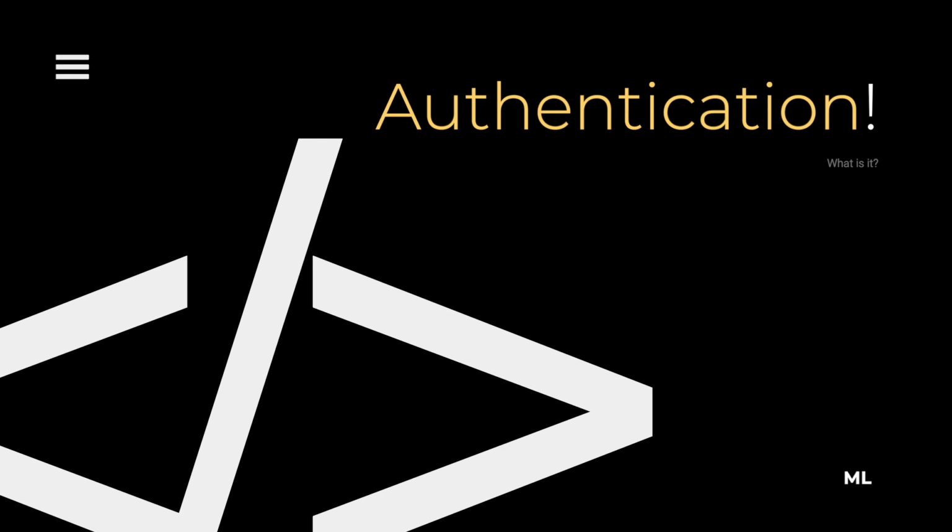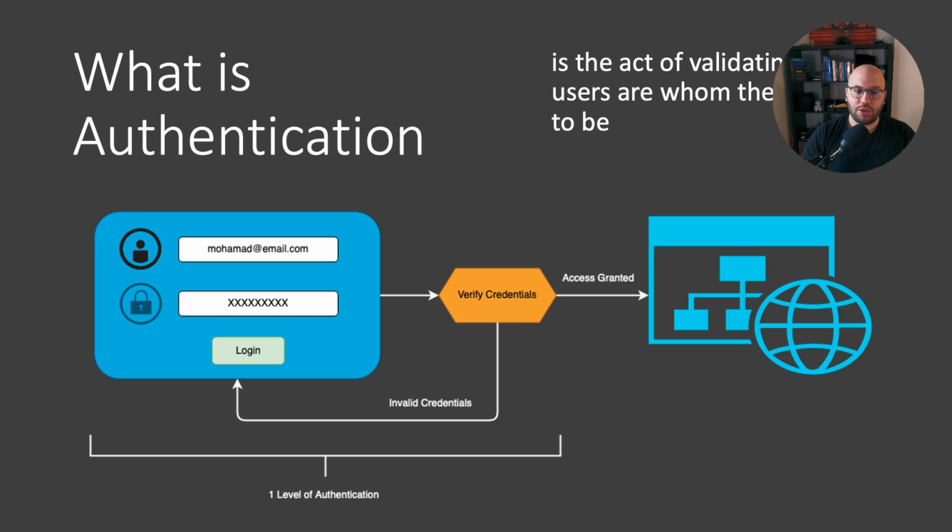As we can see here in much more detail, it's level 1 of authentication, which is directly having a username and a password and then verifying the credentials. And if they are correct, we can access the system. So our access has been granted. If it's not correct, we get an invalid credential message and we go back to the login screen.